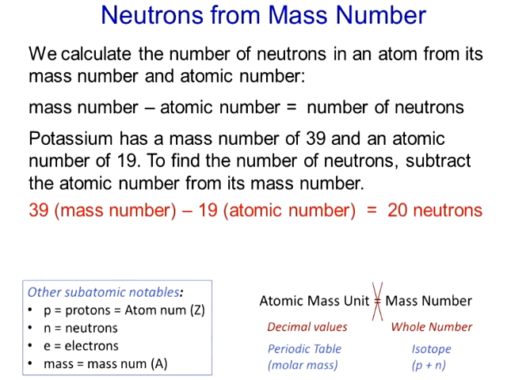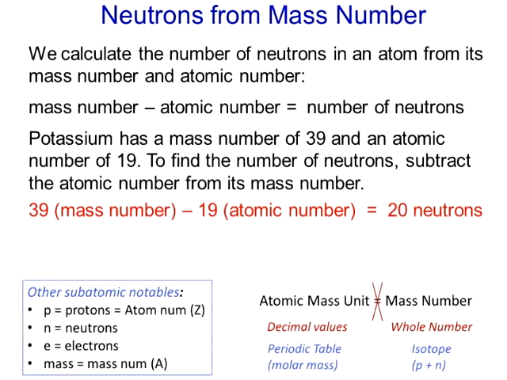Neutrons come from the mass number. We calculate the number of neutrons in an atom from its mass number and atomic number. Mass number minus atomic number equals number of neutrons. For example, potassium has a mass number of 39. That's given to you. That's looked up on a table, not the periodic table. And its atomic number is 19. Therefore, to find the number of neutrons, subtract the atomic number from the mass number, and we get 20 neutrons for this example of potassium, because it has a mass number of 39.